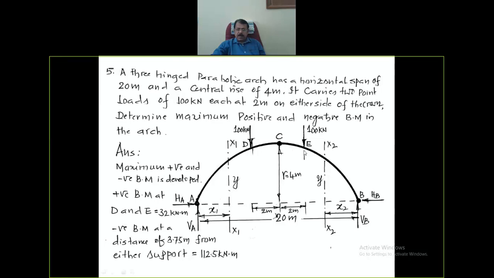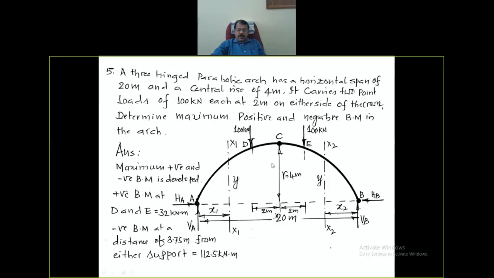Similarly, calculate the ordinate at the point E, namely YE. The position of that point E is known from the point B, that is 8 meter. After calculating bending moment at D and bending moment at E, those two bending moments are positive moments, because those two moments are the moments obtained at load points. Generally, in case of 3-hinged arches, at the loaded point, bending moment is always positive, that is sagging.